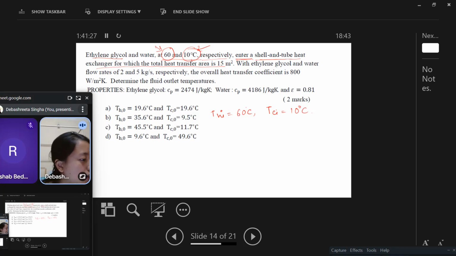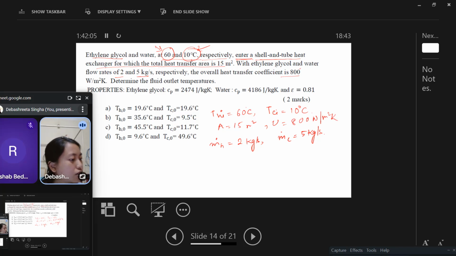These enter a shell and tube heat exchanger for which the total heat transfer area is given as 15 meters square, with ethylene glycol and water flow rates of 2 and 5 kg per second. So for ethylene glycol, m dot H, ethylene glycol being the hot one, is 2 kg per second. And for water, 5 kg per second. The overall heat transfer coefficient U is given as 800 watt per meter square Kelvin. Determine the fluid outlet temperatures.